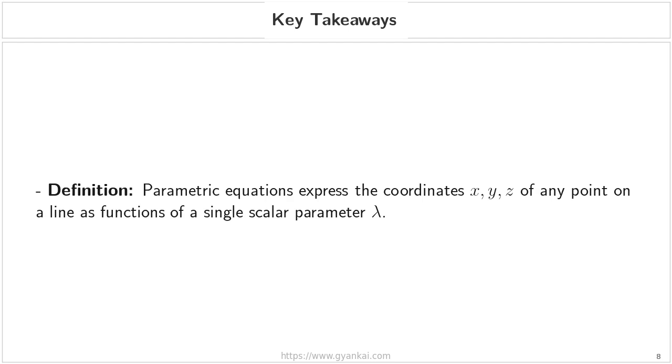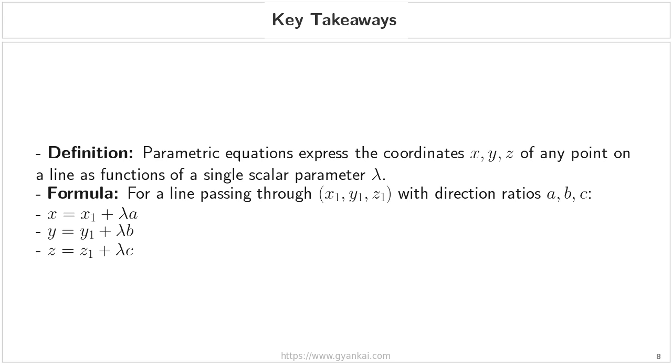Key takeaways. All right, we have reached the end of our lesson, so let's wrap everything up by reviewing the key takeaways from today's session. First, let's revisit the definition. Remember, parametric equations are a way to describe a line by expressing each of its coordinates, x, y, and z, as individual functions of a single scalar parameter, which we call lambda. Instead of looking at the line as one single vector, we are looking at how each coordinate changes independently as lambda varies.